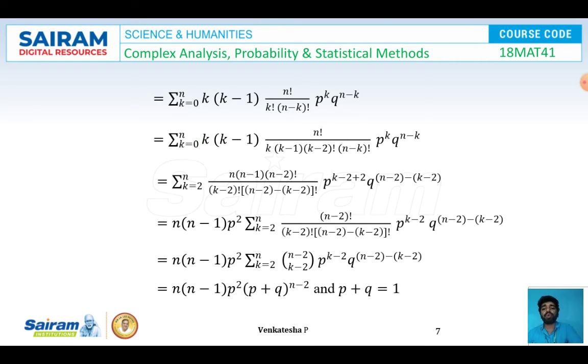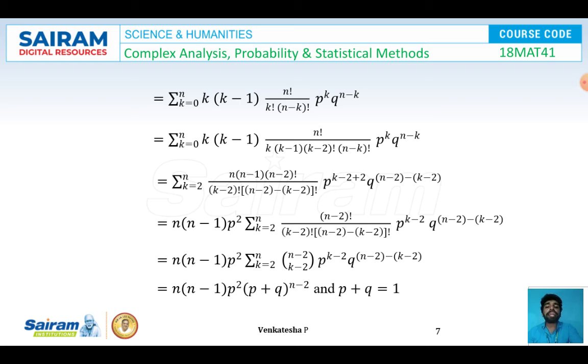Summation k from 0 to n, k into k minus 1 into n factorial divided by k into k minus 1 into k minus 2 factorial into n minus k factorial p power k q power n minus k. So now we are able to cancel k and k minus 1. So I got the expression summation starting from k from 2 to n, because the function is having k minus 2 factorial now. So obviously we must start the limit from 2 to n only.